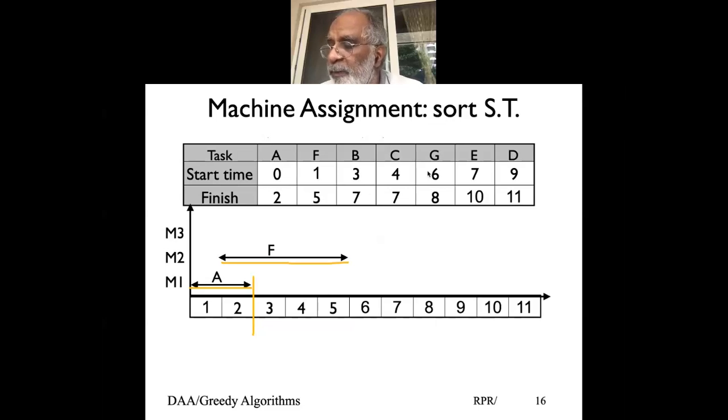Now come to task B. It starts at 3, meaning machine 1 is available. So I can schedule task B from 3 to 7 here. I can use this old machine and don't need to take a new machine. So this is my task B.